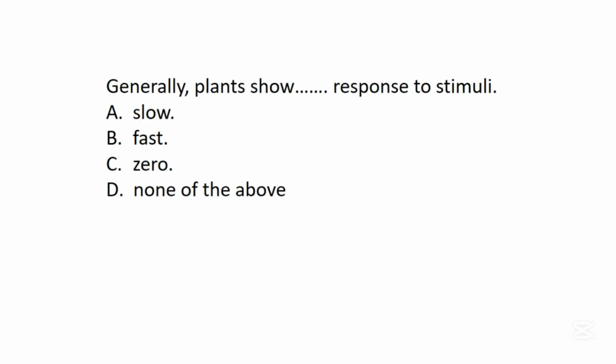The next question says, generally, plants show dash response to stimuli. A. Slow response to stimuli. B. Fast response to stimuli. C. Zero response to stimuli. D. None of the above. In this question, the correct answer is A. Slow response to stimuli. So plants show slow response to stimuli.